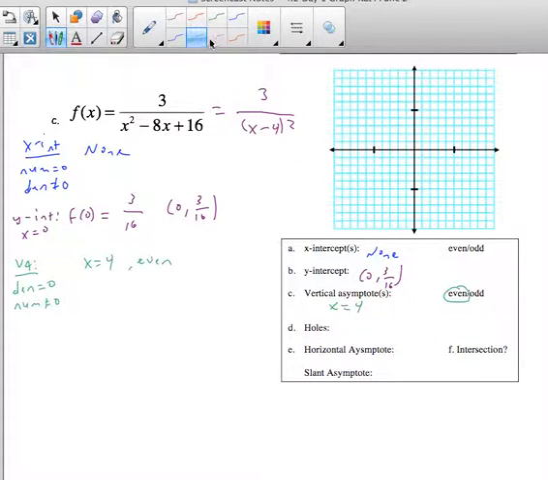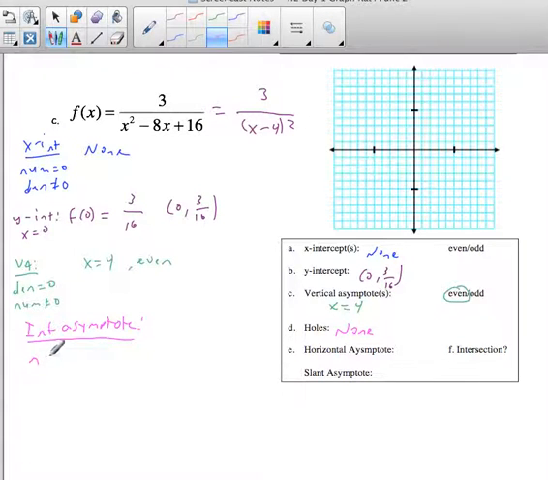Holes occur when we have common factors between the numerator and the denominator. In this case, we have none. There are no common factors. And then in terms of the infinite asymptote, we're going to compare the degree of the numerator and the denominator to determine what type of asymptote we have.